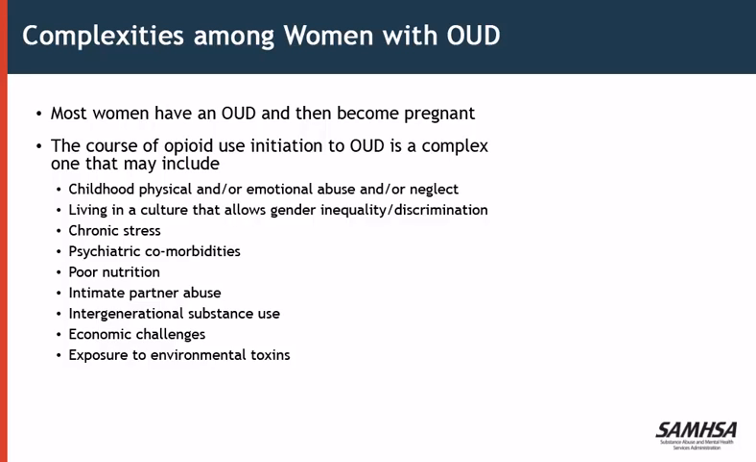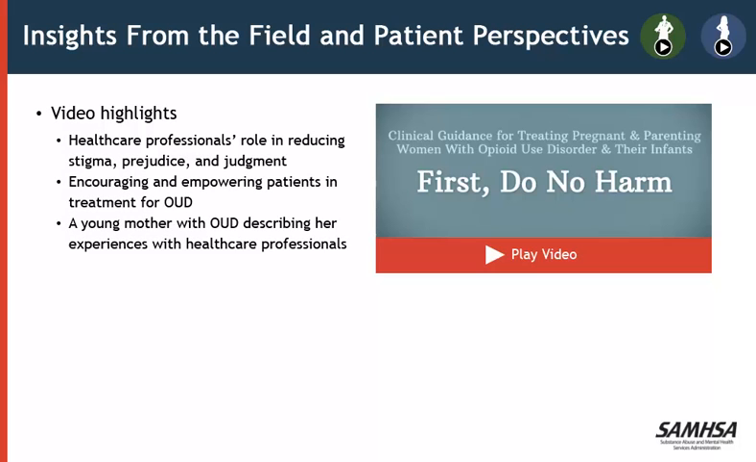She may also have had poor nutrition for an extended time prior to conceiving. Often women with OUD are at the mercy of others for their food, housing, and transportation. They may also come from a family with multi-generational substance use, so the people one might otherwise expect to turn to can't help. This short video will give you perspectives from healthcare professionals and women with OUD.